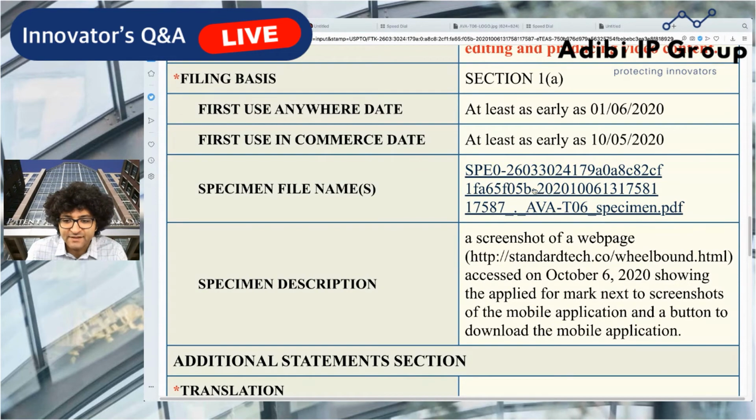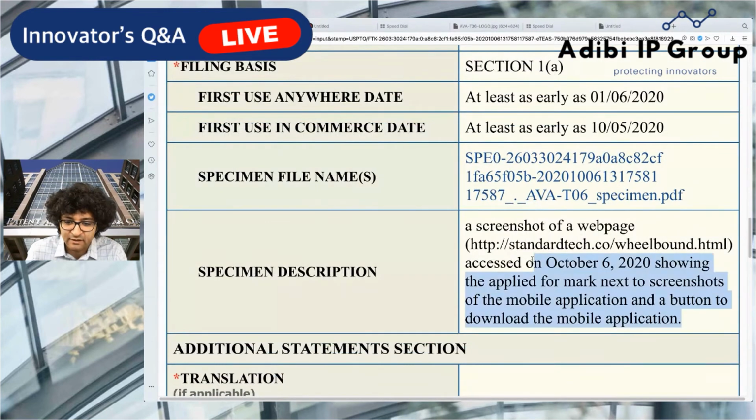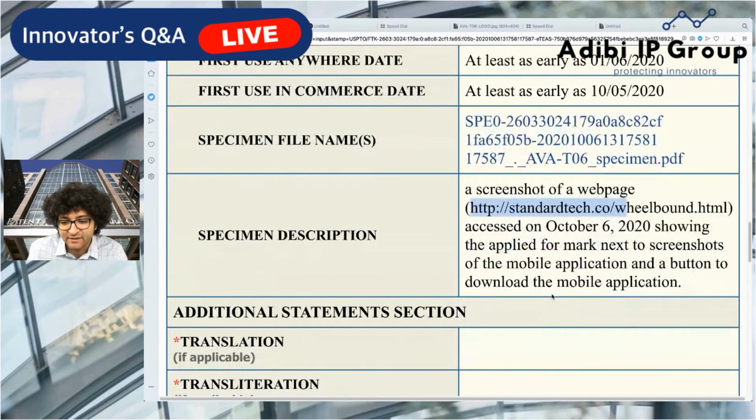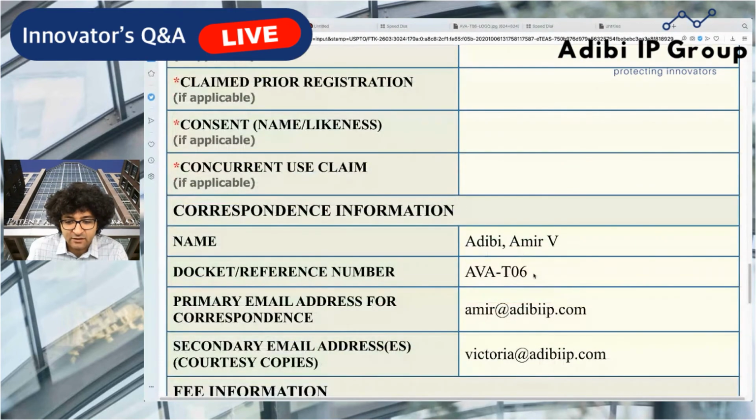Specimen file name, this is just the link to the specimen. And then this is the description of the specimen. So it's a screenshot of a web page. And again, 2 really, really important things. Anytime the specimen is a web page, you need to have the URL of the web page and the date that the URL was accessed. So super important. And again, it's marked next to screenshots of the mobile application and a button to download the mobile application. And again, this is our docket number.